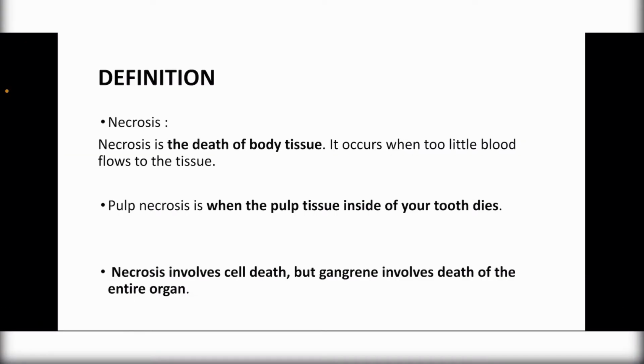So, necrosis, as you can see over here, is the death of a body tissue. It occurs when too little blood flows to the tissue. That means that pulp necrosis is when the pulp tissue inside of your tooth dies, meaning the death of cells and tissues in the pulp chamber of a tooth with or without bacterial invasion, which may be the end result of many cases like dental trauma, caries, and irreversible pulpitis that we covered in our last video.